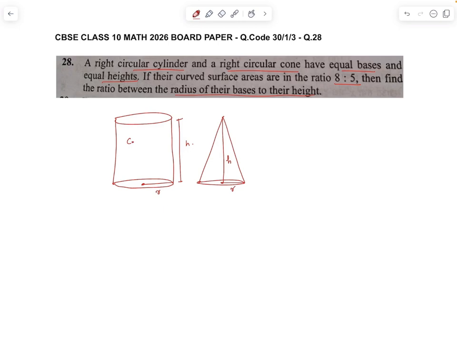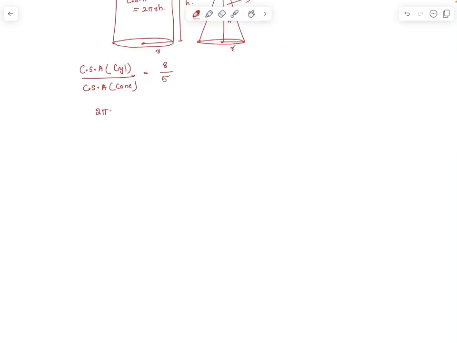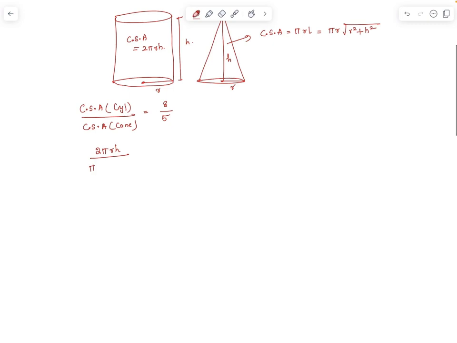The curved surface area of the cylinder is 2 pi r h, and the curved surface area of the cone is pi r l. Pi r l can be written as pi r root r square plus h square. CSA of cylinder upon CSA of cone is equal to 8 upon 5. That is, 2 pi r h upon pi r root r square plus h square is equal to 8 upon 5.